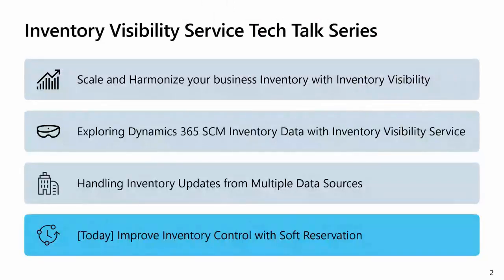In our last Tech Talk sessions, we first discussed how to scale and harmonize your business inventory data with Inventory Visibility. We then introduced the process of exploring the data from Dynamics 365 Supply Chain Management by connecting it to Inventory Visibility, as well as using Inventory Visibility to handle updates from multiple sources, treating it as the single source of truth of the inventory data. And today we go one step further to handle the potential overselling and double booking issue inside Inventory Visibility Service with the feature of soft reservation.